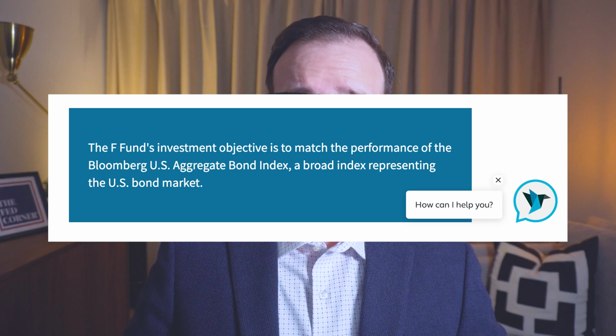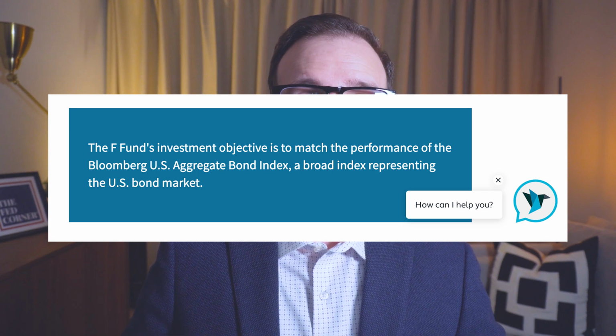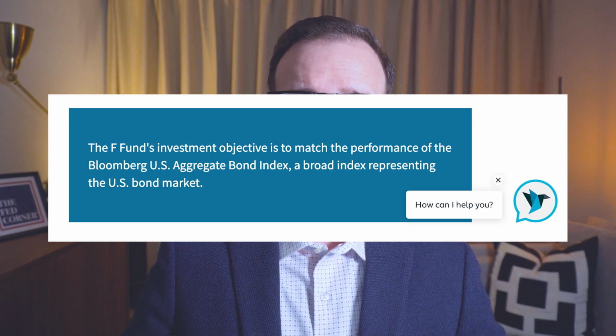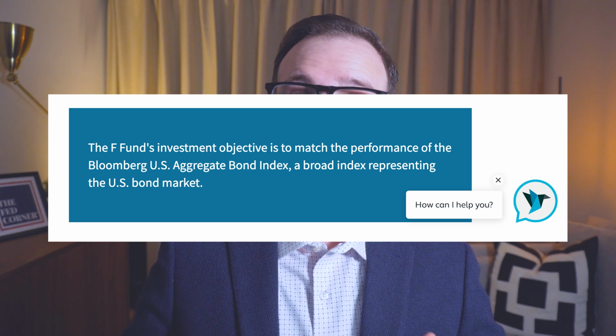After speaking with thousands of Feds over the years, I can tell you that many people misunderstand how the F Fund is truly designed. The F Fund's investment objective is to match the performance of the Bloomberg US Aggregate Bond Index, a broad index representing the US bond market. Now, bonds can be a quite complicated investment. The way they operate is not quite as intuitive as a stock.